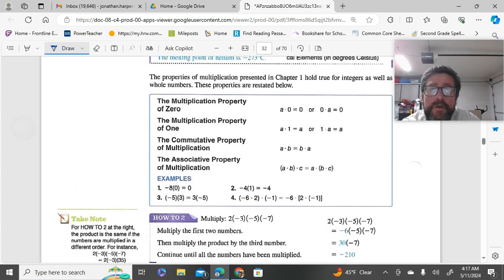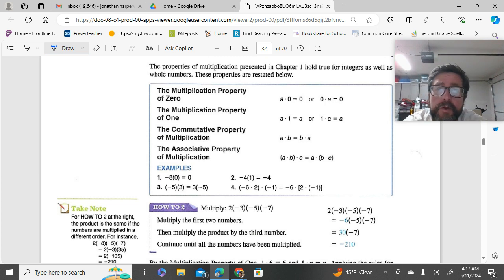Okay, so the properties of multiplication presented in Chapter 1 hold true for integers as well as whole numbers. These properties are restated below. The multiplication property of 0: any number times 0 is going to be 0. If you have negative 5 times 0, it's going to be 0. The multiplication property of 1: whenever you multiply 1 by a number, you're going to have whatever number.